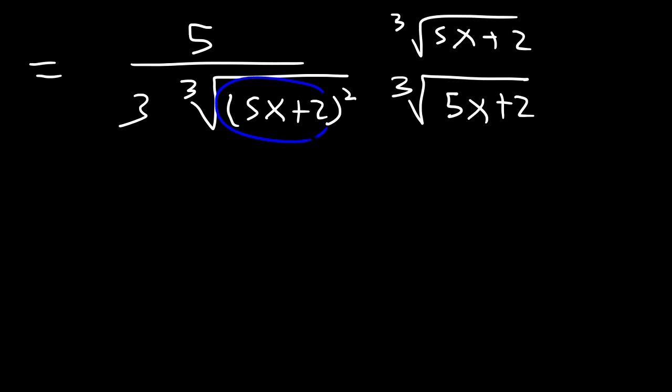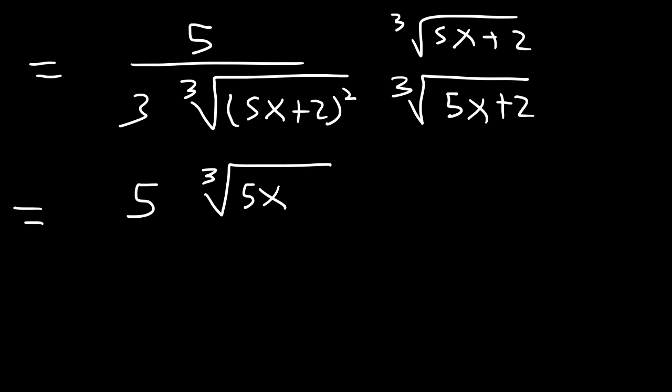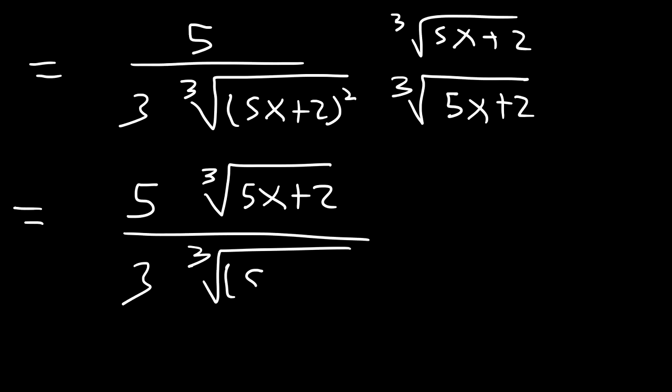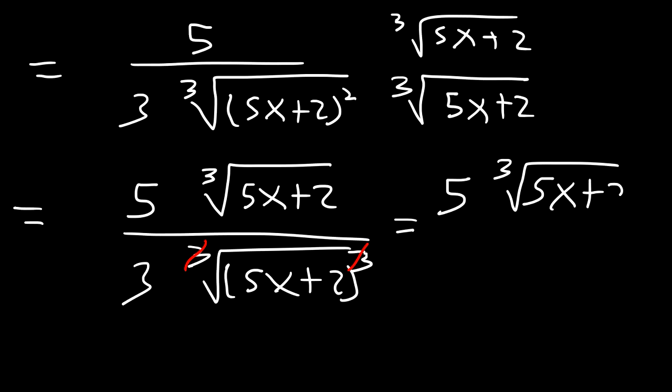Now, I need 3 5x plus 2's. I have 2 of them, so I need 1 more, and this will give me the 1 more that I need. So in the numerator, I'm going to have 5 times the cube root of 5x plus 2, and in the denominator, I'm going to have 3 times the cube root of 5x plus 2, but I have 3 of them now. Now the 3's will cancel. 3 divided by 3 is 1, so the radical will disappear. And the final answer is 5 cube root 5x plus 2 divided by 3 times 5x plus 2.